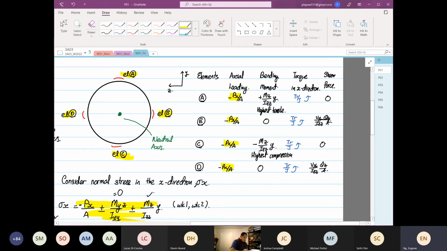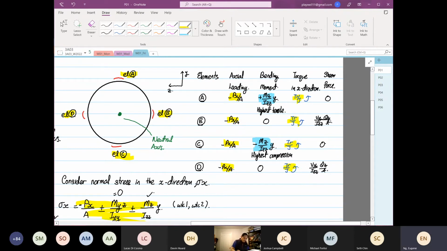Now the next interesting thing is the bending moment. Due to the bending moment, the maximum tension is at point A, and the maximum compression is at point C. Point B and point D are 0 because they are at the neutral axis. Based on the torque, all of them are carrying a stress of TR over J.